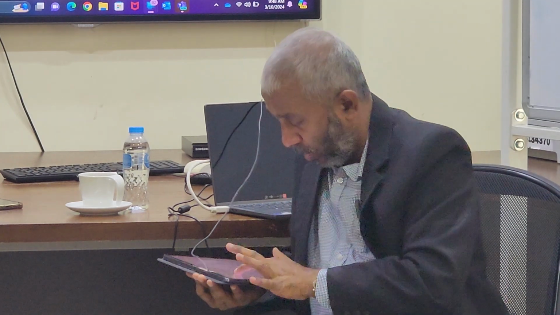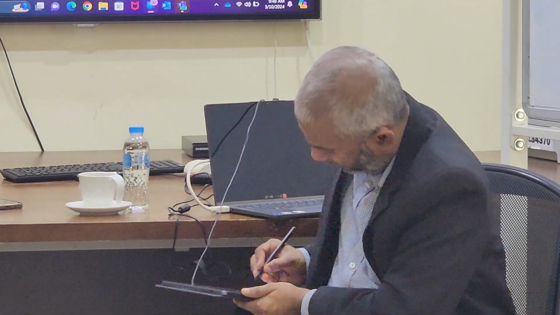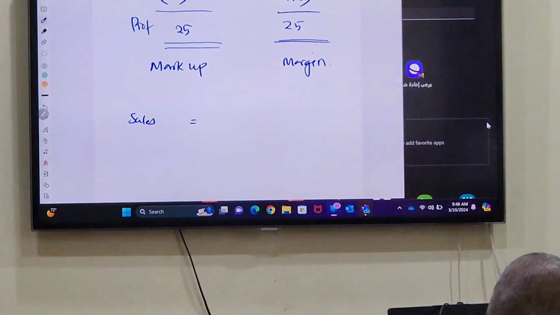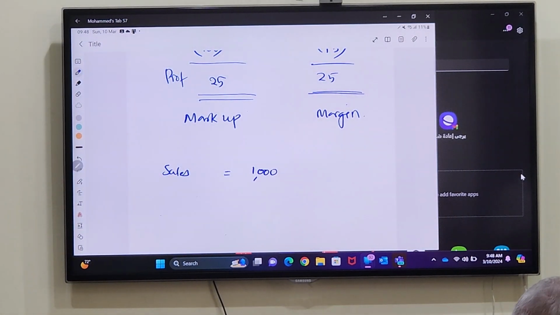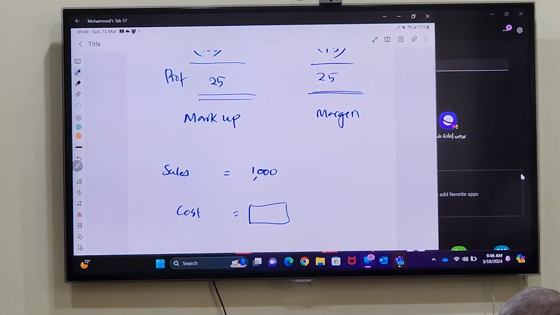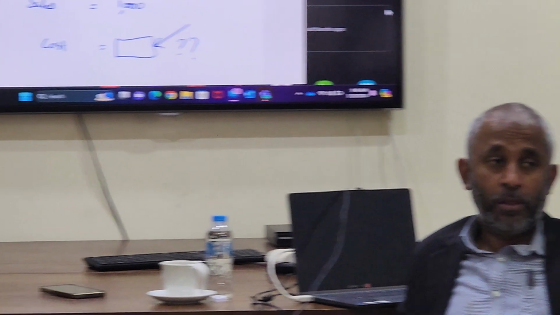Clear? Fine. Now, so the sales value is 1000. How much is the sales value? 1000. Now, I need to find out the cost. Can someone do the calculation for me, please? Take calculator, pen, pencil, paper, and do the working. If you understood properly what is markup, you can calculate this.